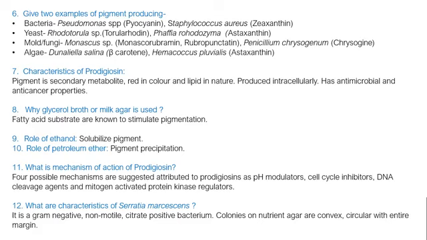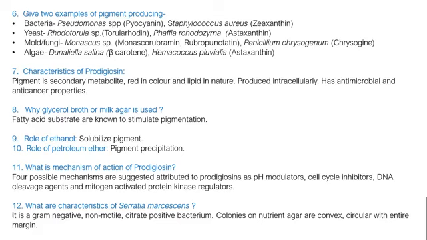Okay, then next question is what are the characteristics of prodigiosin? Okay, so the prodigiosin, it is a pigment, and we know that pigments are secondary metabolites. So you can say the prodigiosin is a secondary metabolite. It is red in color and lipid in nature. This is very important. Prodigiosin is lipid in nature. Okay, and that's why we use petroleum ether for the extraction. Okay, then it is produced intracellularly and it has antimicrobial, anti-cancer properties.